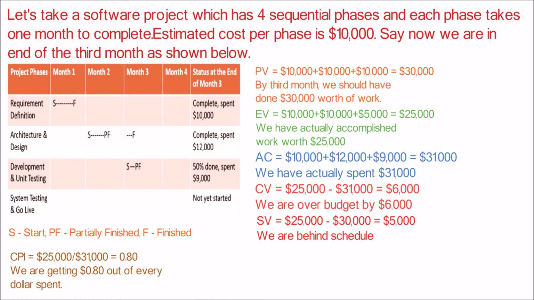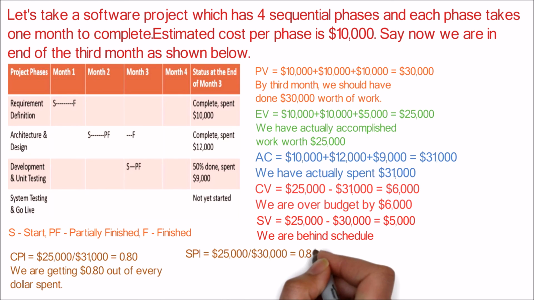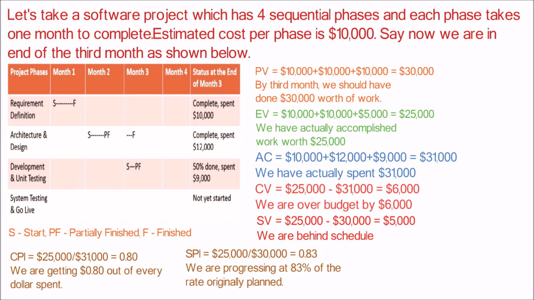Cost Performance Index, CPI, can be calculated as follows. CPI is equal to $25,000 divided by $31,000 and yields the result of 0.80. This CPI indicates we are getting 80 cents out of every dollar spent. Same way, Schedule Performance Index, SPI, can be calculated as follows. SPI can be estimated by dividing $25,000 by $30,000, and that gives the result of 0.83. This SPI indicates we are progressing at 83% of the rate originally planned.